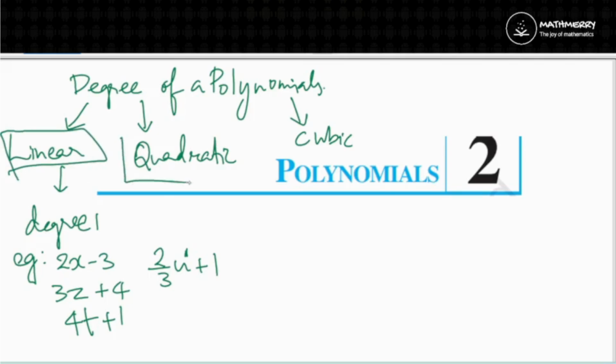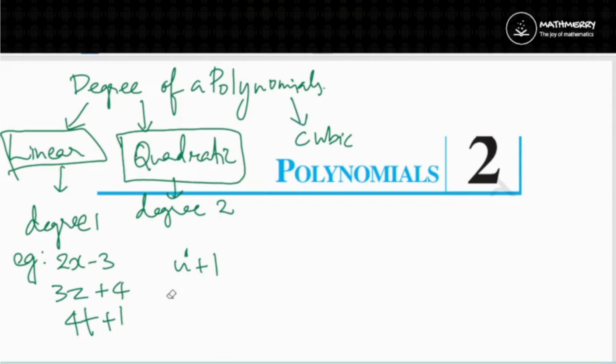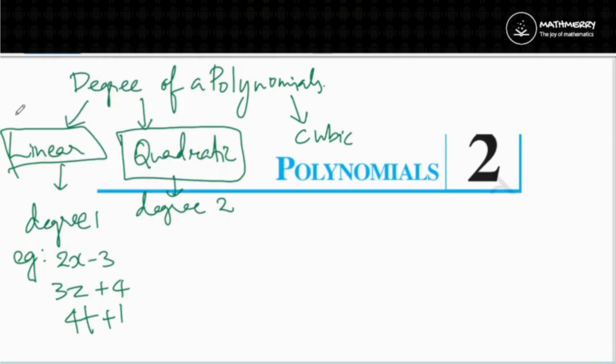Now, next is quadratic polynomial. For quadratic polynomials, the degree of the polynomial will be 2. So, if the degree of the polynomial is 2, what can be an example? A polynomial of degree 2, we call a quadratic polynomial. Now, the word quadrate means square. So a quadratic polynomial is of degree 2.